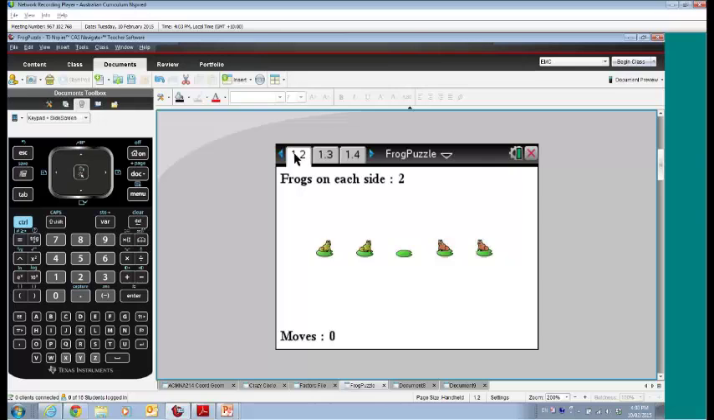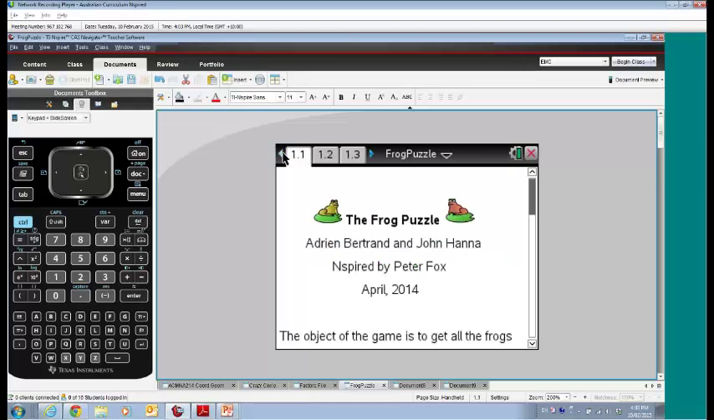All right, sorry. The activity I'm going to demonstrate here is called the Frog Puzzle, and it's also available on the website. In particular, Adrian and John Hanna helped write up this Nspired file because it uses some programming, something called Lua programming that happens in the background. So a lot of these more sophisticated files are the ones that we're putting up on the website, stuff that people probably wouldn't ordinarily be able to create themselves.